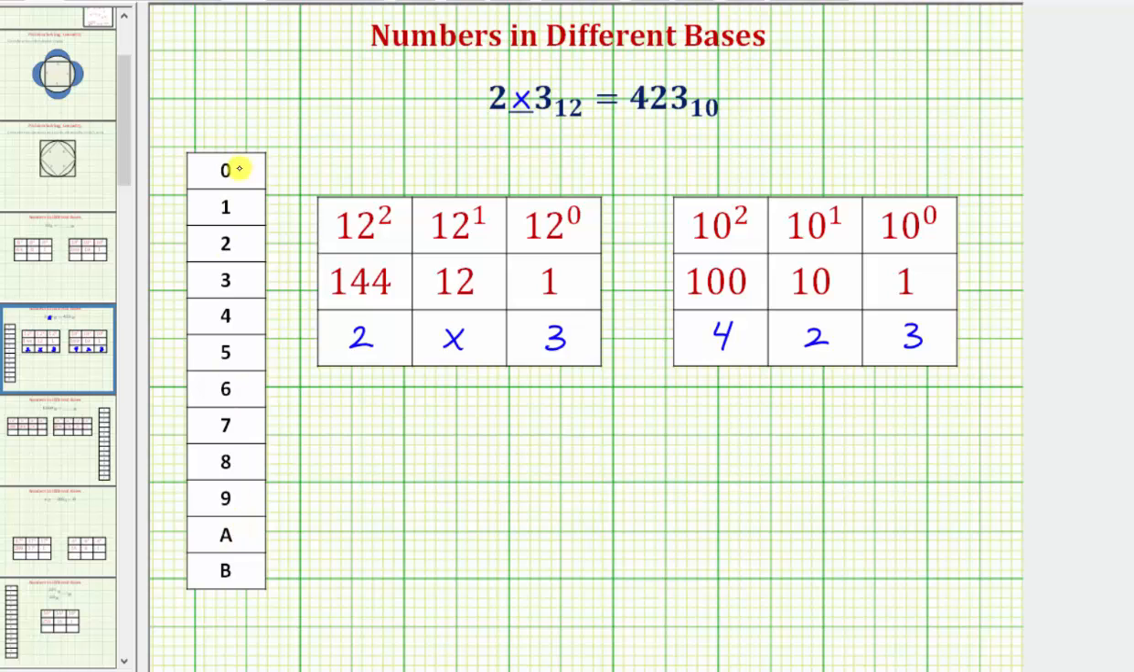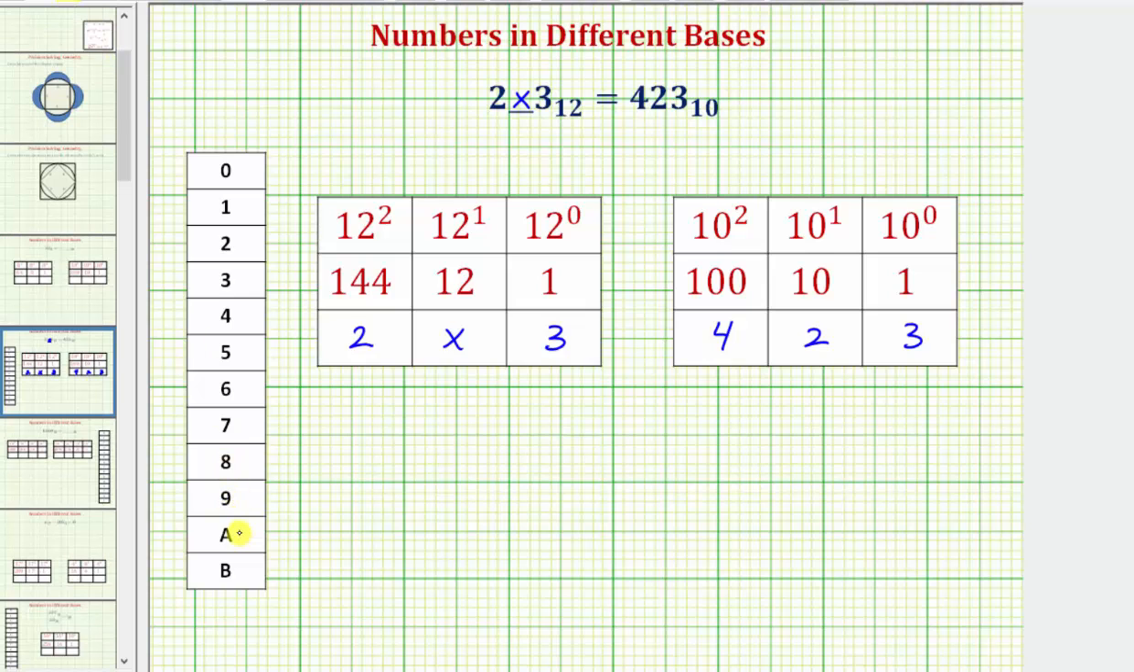We can use the digits 0 through 9, but to avoid using 10 in a place value, we use the letter A. So A would be equal to 10, and to avoid having 11 in a particular place value, we use the letter B. And this convention is often used when we have a base larger than 10. So if we had base 14, we'd also have a C and a D. If we had base 16, we'd also have an E and an F.